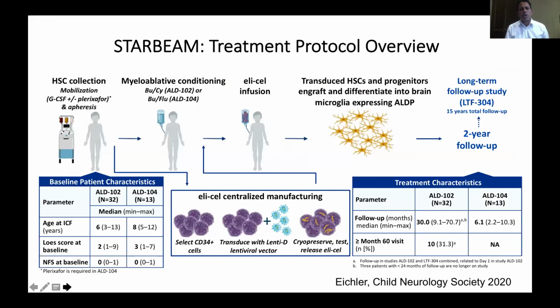So just a brief overview of the treatment protocol to date. How is gene therapy being performed? We harvest cells from the boys themselves and then transfect them with a lentiviral vector carrying a healthy copy of the transgene. And then after transfection of these cells, we deliver them back to the boys. We give them a brief amount of chemotherapy, either with busulfan and cyclophosphamide or busulfan and fludarabine. And then we follow them over a 2-year period.